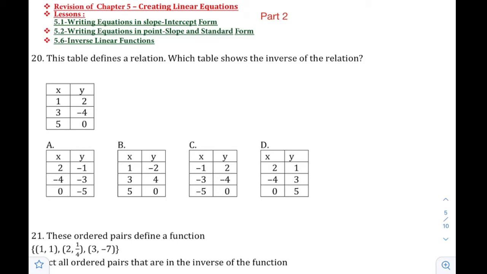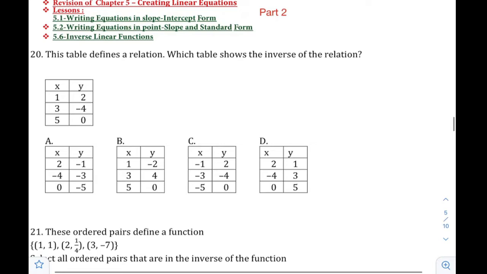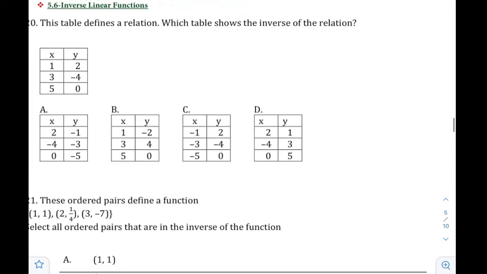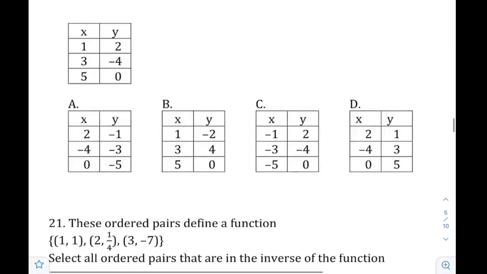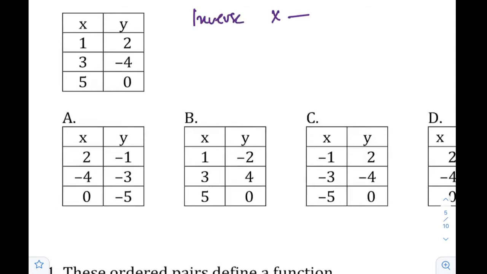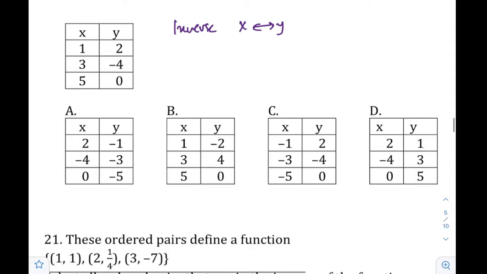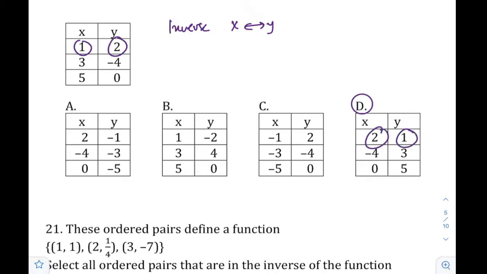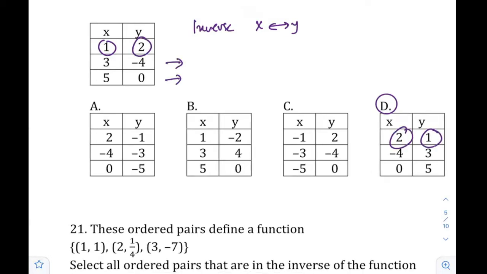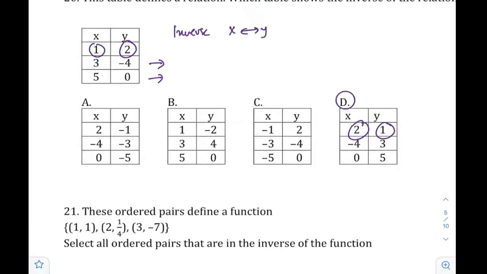Okay, let's start with question 20 now. This table defines a relation. Which table shows the inverse of the relation? This is the original relation. In the inverse, we will just flip x and y. We will interchange. Every x will be y and every y will be x. So simply here, if you look carefully, the correct answer will be D, because here we have 1, 2, here we have 2, 1, and it is the same for the 3, minus 4 and 5, 0. Everything has been switched. So our answer will be D definitely.